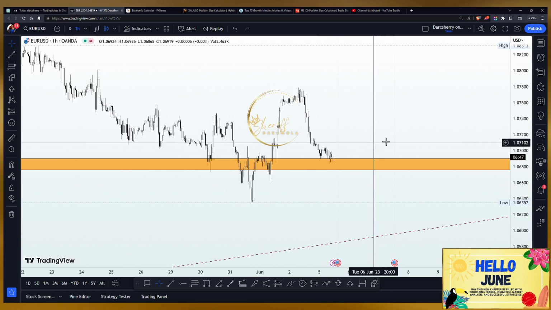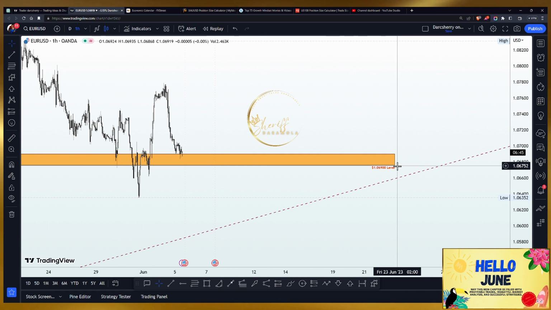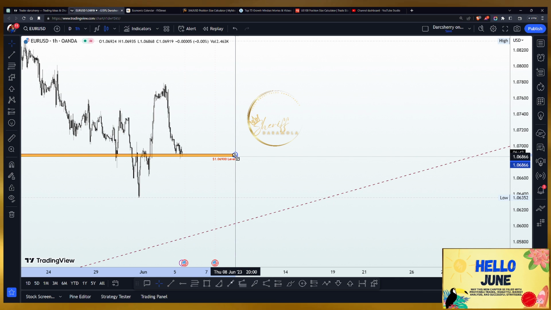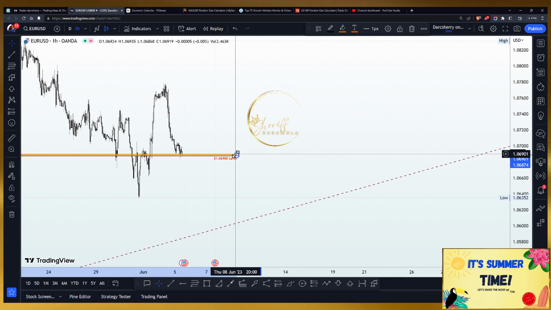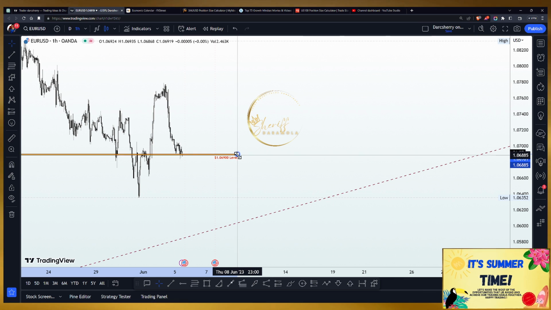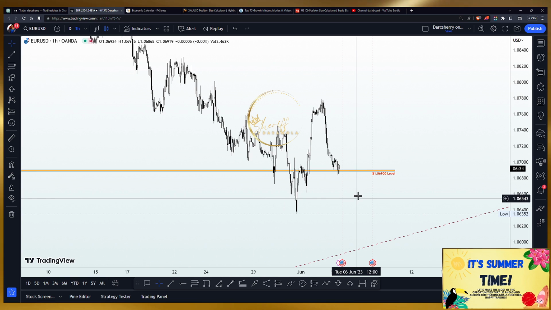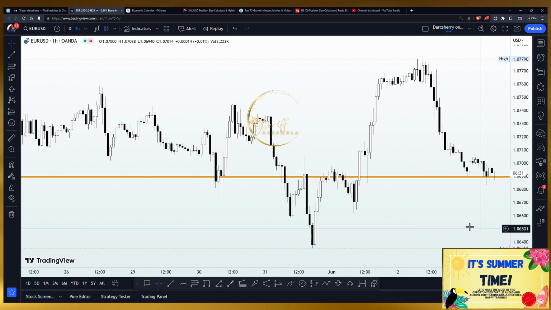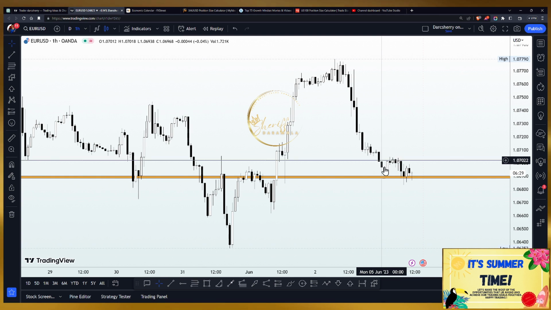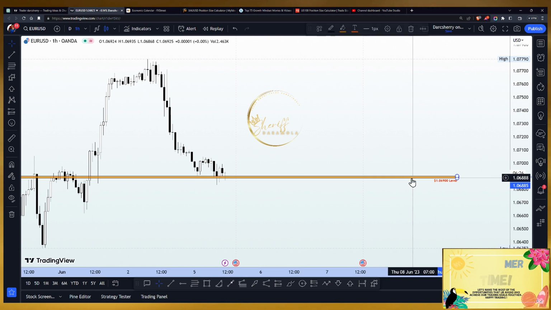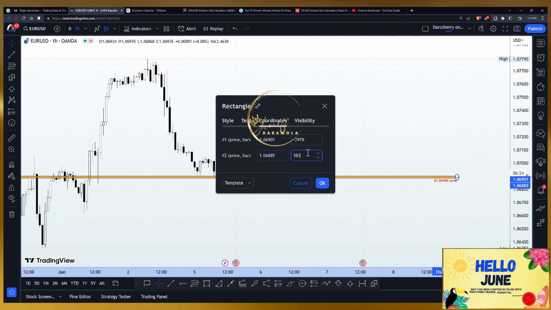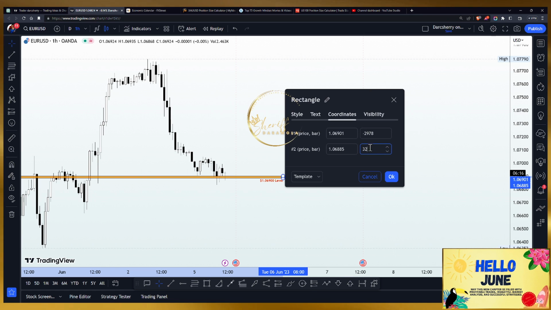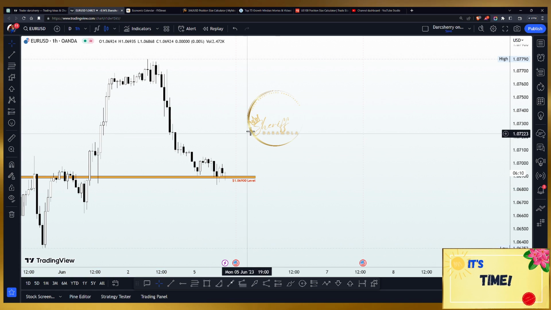So I will readjust this key level not to make it too big. So we have it right here. And look at what has been happening here since the beginning of this week. I like to make it a little bit more concise. So let's see how I can bring it closer to our structures. I don't want it to be far away from our structure so that we can. Okay, I think it's better like this.